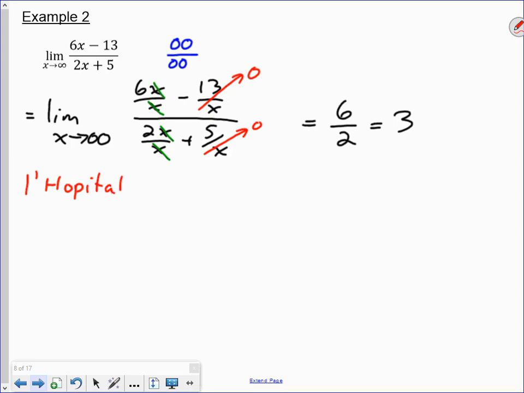Or we could try applying L'Hopital's rule. Okay, it's an indeterminate form, infinity over infinity. So this is valid. So we'll keep the limit the same, limit as x tends to infinity, and we're just going to take the derivative of the numerator, which gives us 6, the derivative of the denominator, which gives us 2. 6 over 2 is just a constant, it's 3. It doesn't involve an x at all, so nothing is changing as x tends towards infinity. So our answer is simply 3.